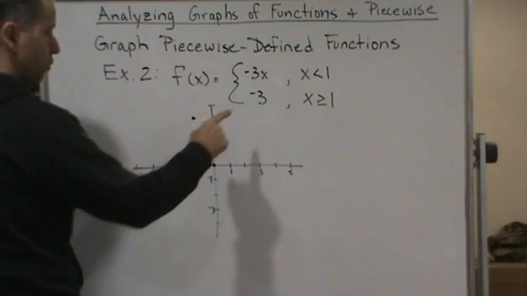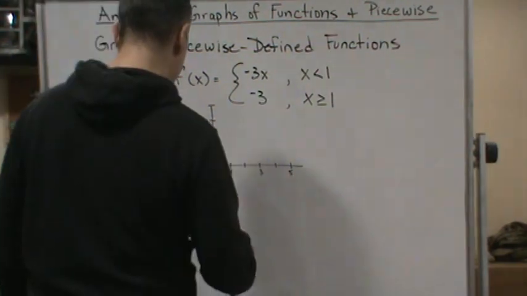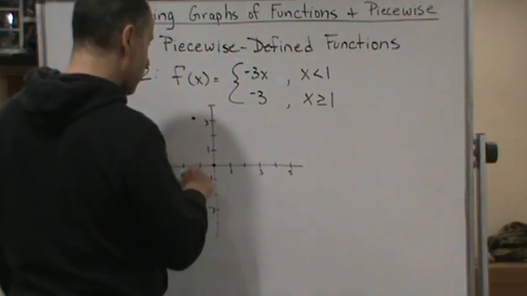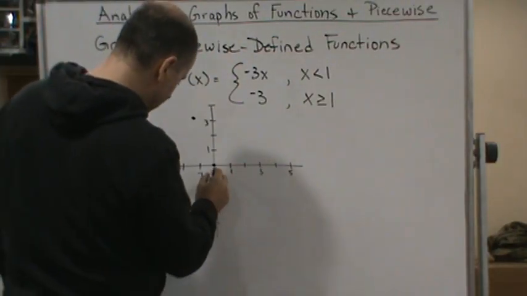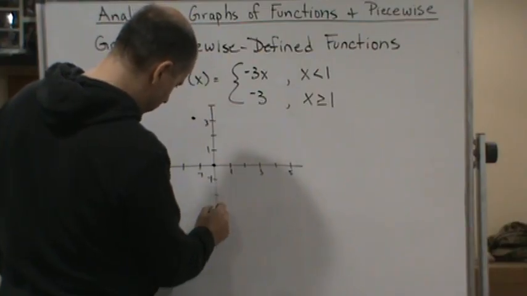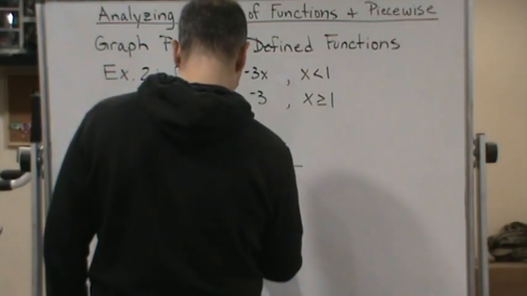Right? So we've got a straight line. It's a linear function. And we've got a straight line, and so it's got a slope of negative 3. So in this case here, we're going to go down 3 and over 1. 1, 2, 3, and then over 1. So that's going to go right to here.